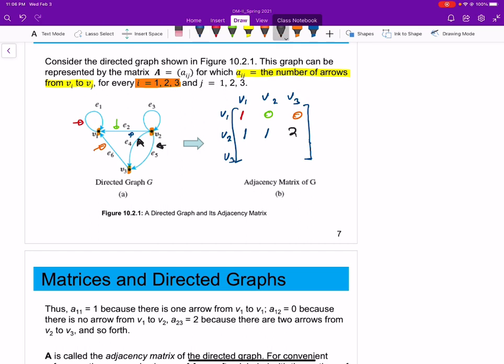And then from V3 to V1, there's one edge. And then V3 to V2, none of the edges are there. And from V3 to V3, no loops at V3, so that's 0. So this is the corresponding matrix. We call this the adjacency matrix. Okay, there's a new name for this. The adjacency matrix explains the connectivity of the graph.